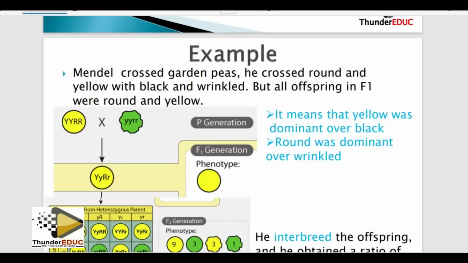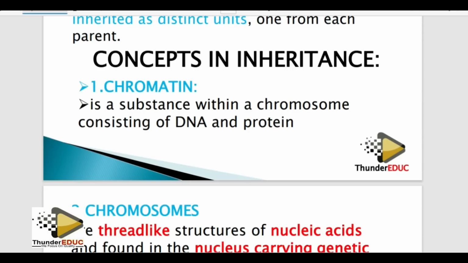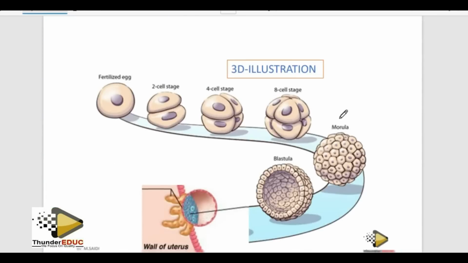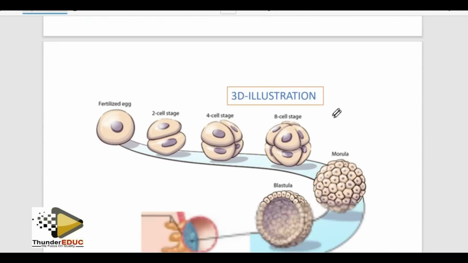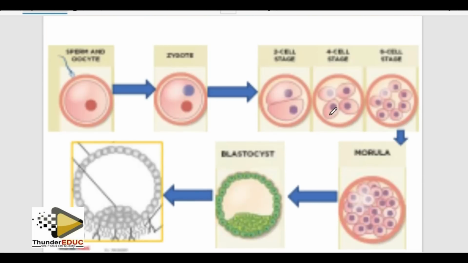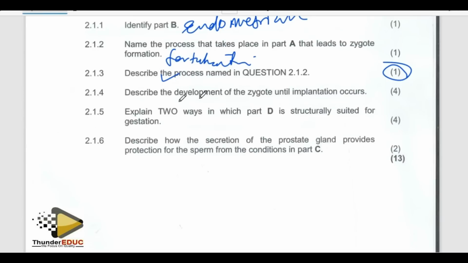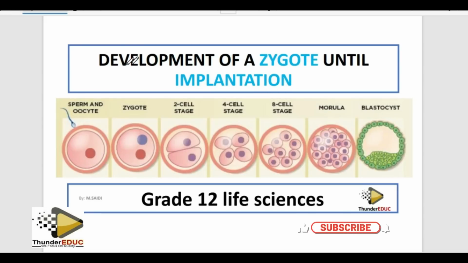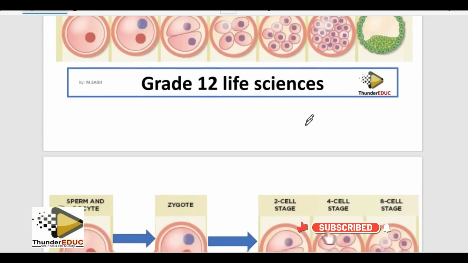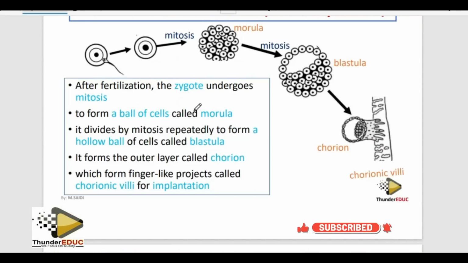Let me show you from the distinction material. What we talked about, the development of the zygote until implantation. Even I showed you how we mark this. Exactly, that's what they are saying. Describe the development of the zygote until implantation occurs. There we go. They didn't even change the statement.